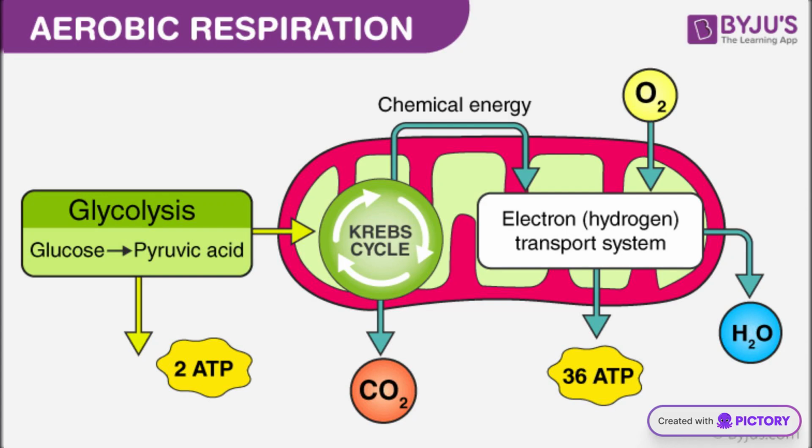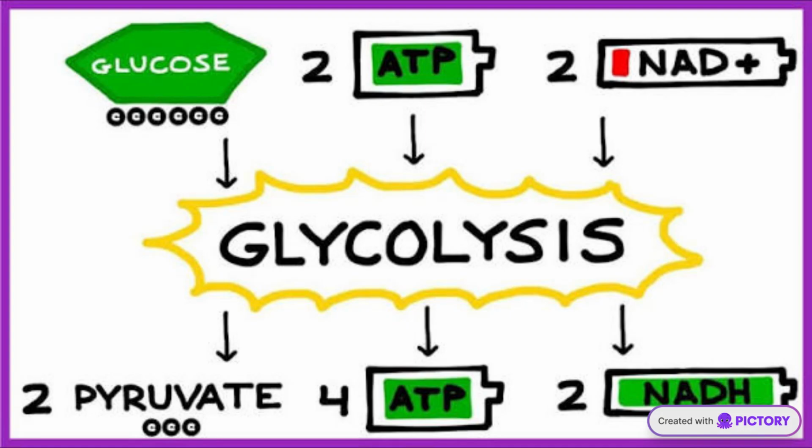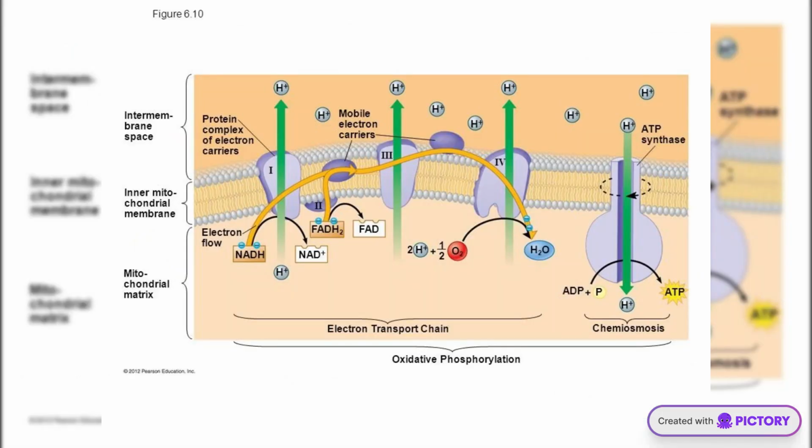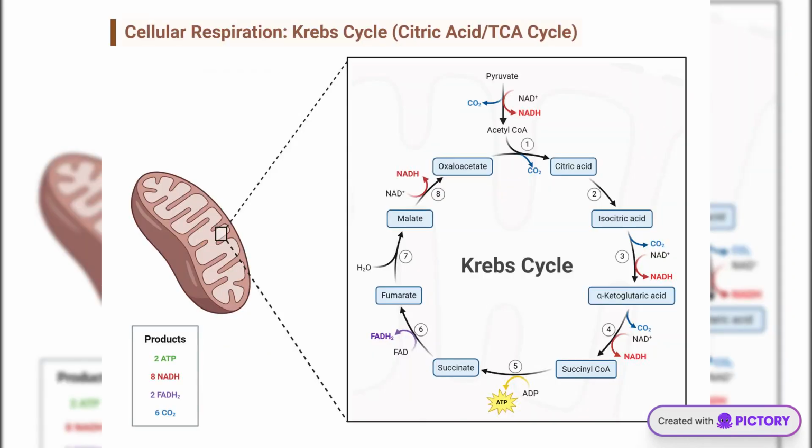Aerobic respiration proceeds through three main stages. First is glycolysis, where glucose is broken down into pyruvate in the cytoplasm. Finally, oxidative phosphorylation generates large amounts of ATP and forms water. Next, the Krebs cycle takes place in the mitochondria, breaking down pyruvate and releasing carbon dioxide.